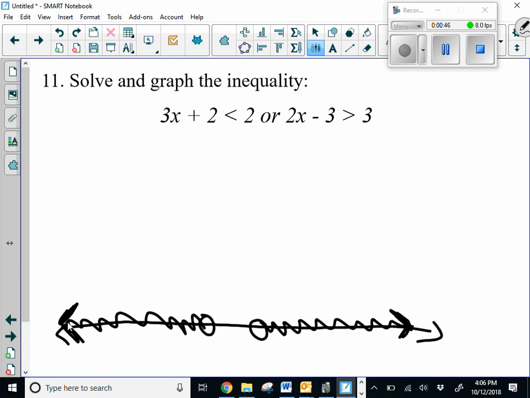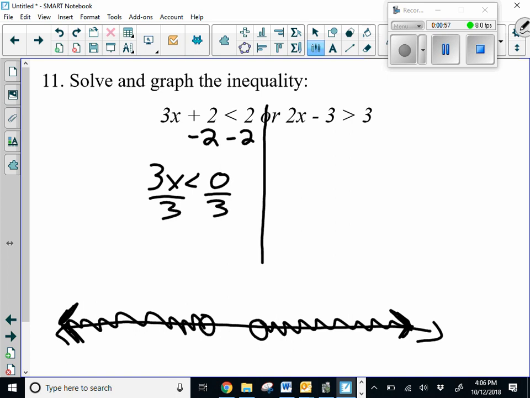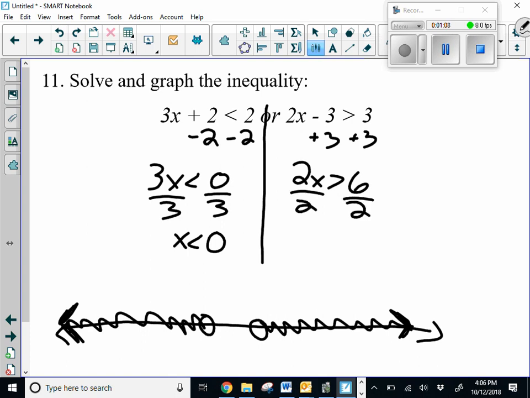So this, don't overcomplicate it. All you do is solve these two separately, right? So here we subtract 2 from both sides. 3x is less than 0. Divided by 3. So that means x has to be less than 0. Okay. Then over here, add 3 to both sides. 2x is greater than 6. Divide by 2, divide by 2. X is greater than 3. So x, in order to make this thing true, has to be less than 0 or greater than 3.